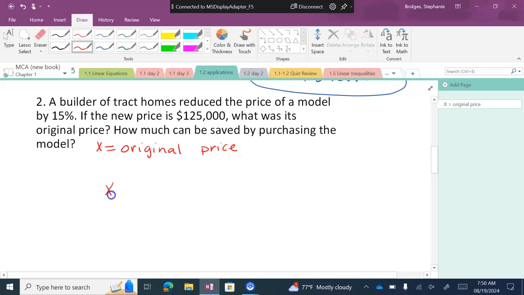So we're going to go X, our original price, minus, remember to find the discount, it's the percentage times the original price. How do I write 15% as a decimal? 0.15, yep. And that's going to be multiplied by X, my original price. And then that is going to equal my new price of $125,000. Okay, so keep going there. Finish it out.